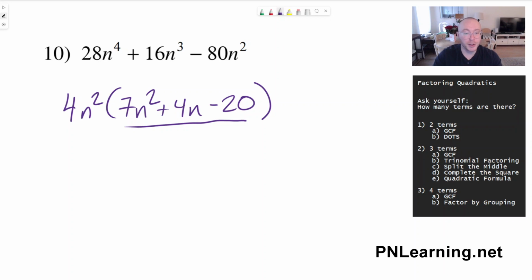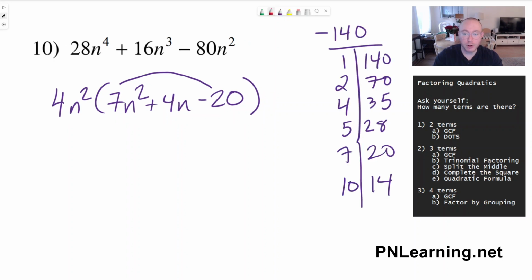So now let's look at this trinomial that we're left with, and it looks like we're going to have to use split the middle factoring. Let's go ahead and multiply a times c. 7 times negative 20, that'd be negative 140. And I believe we factored this earlier. So let me go grab the factor chart that we just had. Okay, so here's our factor chart for negative 140.